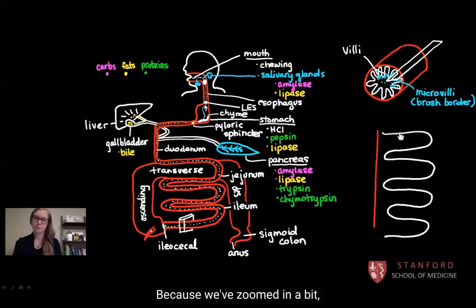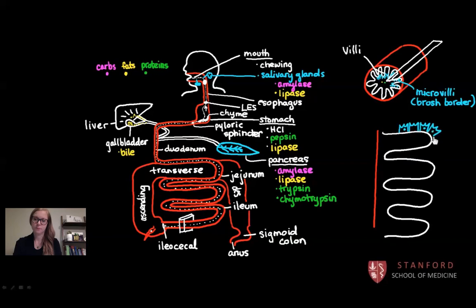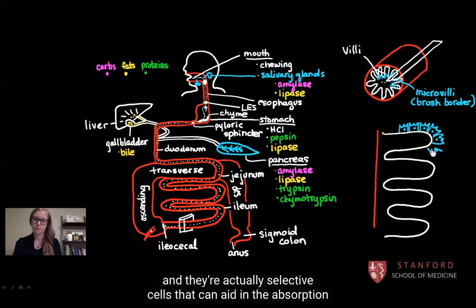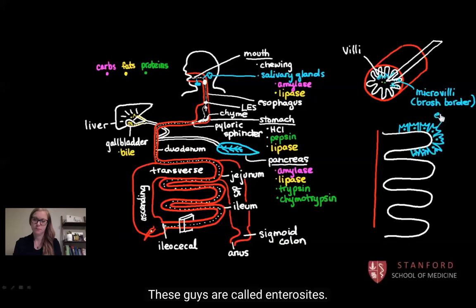Because we've zoomed in a bit, you can actually see that the brush border or the microvilli are made up of cells called enterocytes. And each of these cells has their own nucleus, and they're actually selective cells that can aid in the absorption of all of the important nutrients in the small intestine. So these guys are called enterocytes.